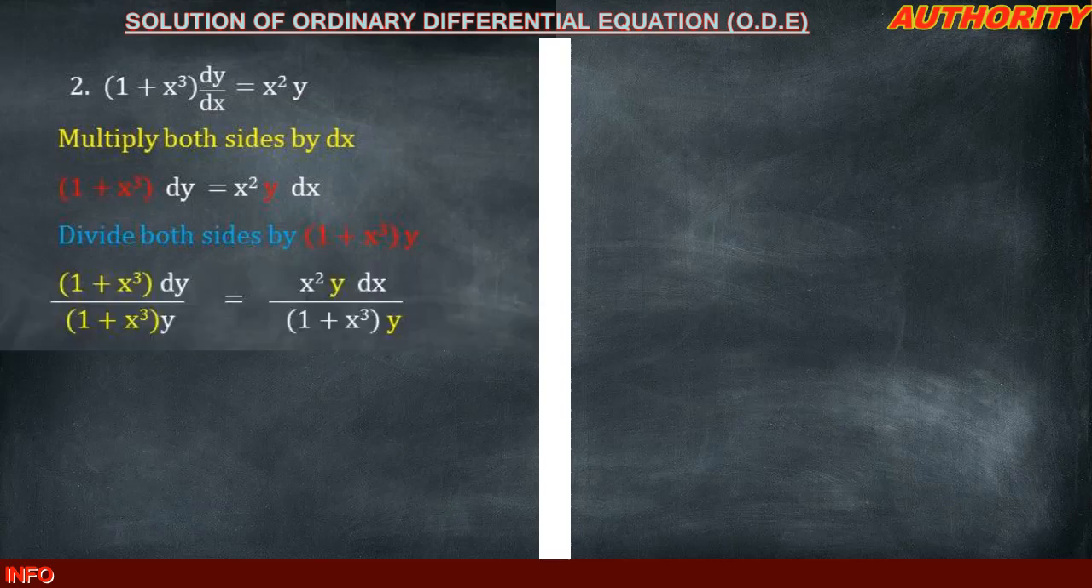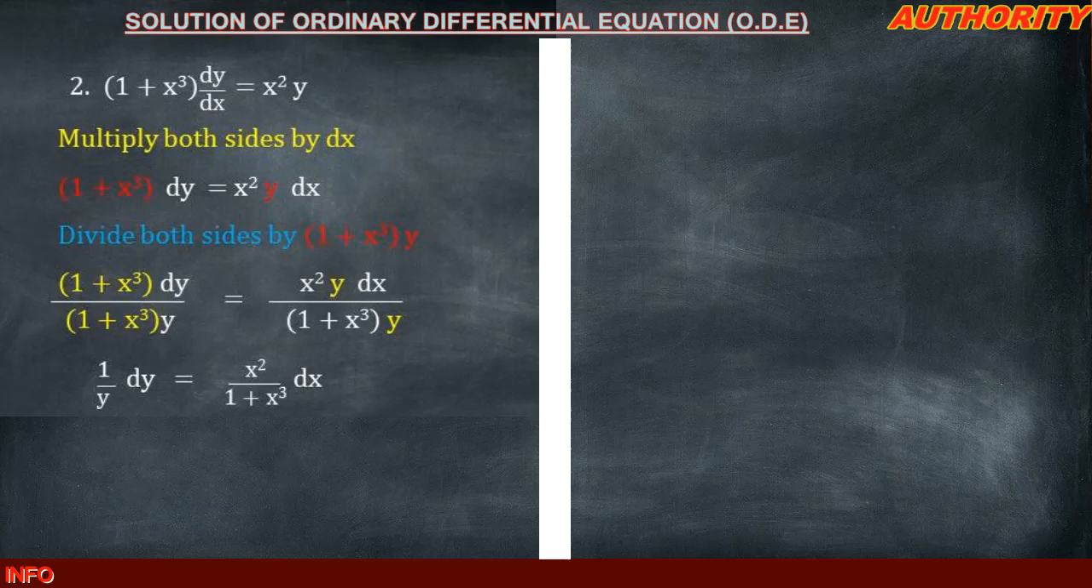That means we have (1 plus x cubed) dy all over (1 plus x cubed) times y, equal to x squared y dx all over (1 plus x cubed) y. On the left-hand side, 1 plus x cubed cancels 1 plus x cubed, and on the right-hand side, y cancels y. After cancellation, we are left with 1 over y dy equal to x squared over 1 plus x cubed dx. Good, so we have succeeded in separating the variables, y on the left and x on the right.